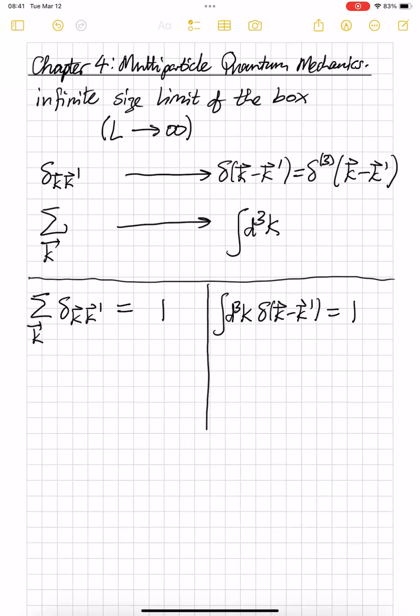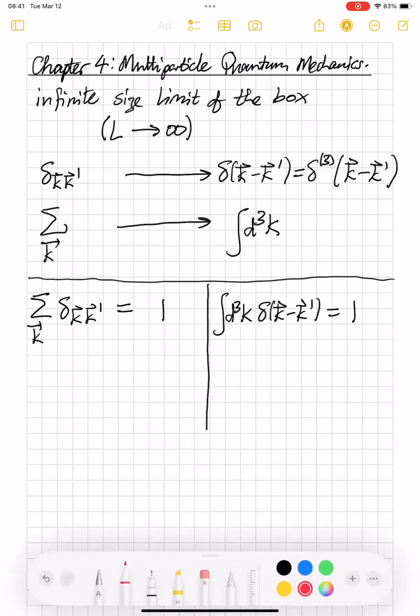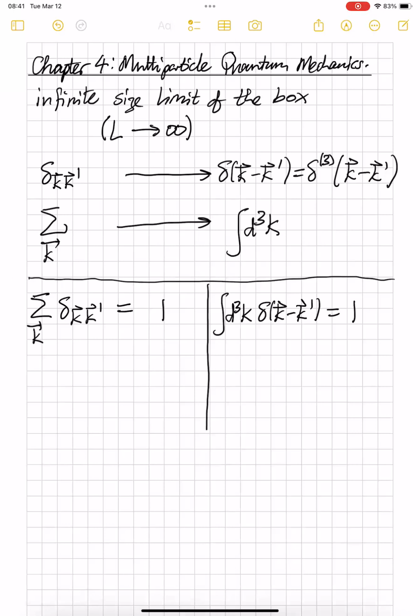Let's just start to assign some dimensions to various things. Now, remember that we are working in units with h bar equal to c equal to 1. In that case, momenta are inverse lengths. So d3k will be length to the minus 3. Since 1 is dimensionless, we immediately learn that the Dirac delta must have dimensions of length cubed.